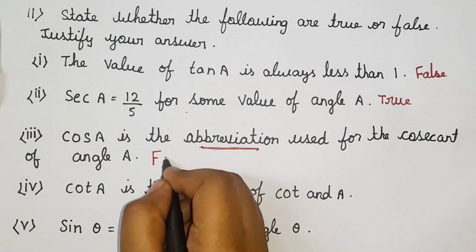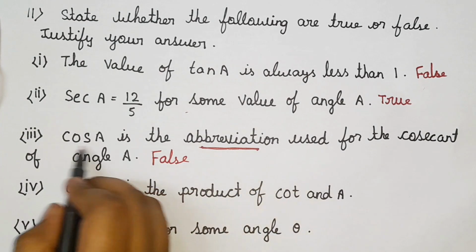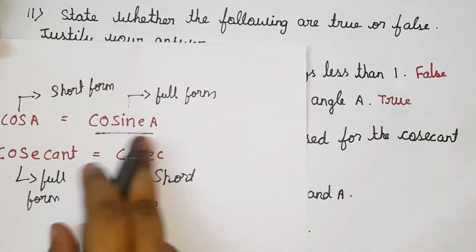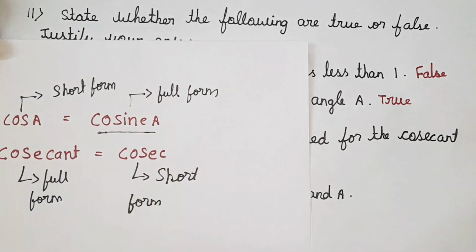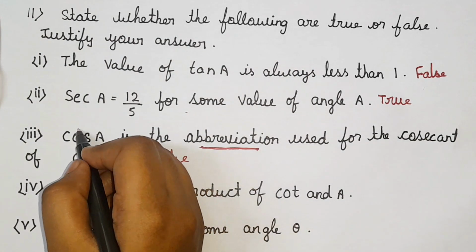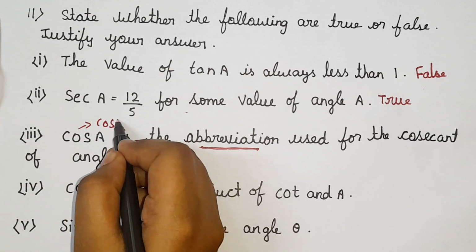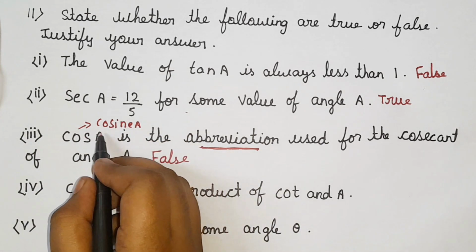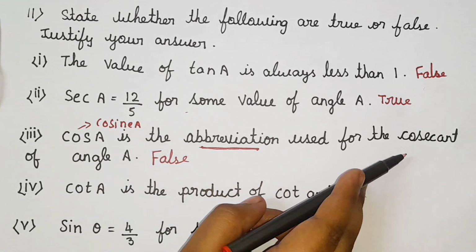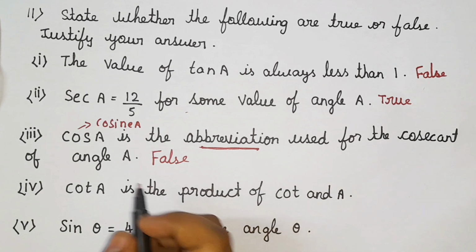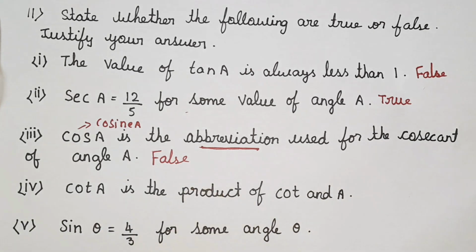Why is it false? Because cos A is the short form for cosine A, not for cosecant A. So I will write it here, cosine A. The full form for cos A is cosine A. The short form for cosecant A is cosec A. So that is the reason it is false.